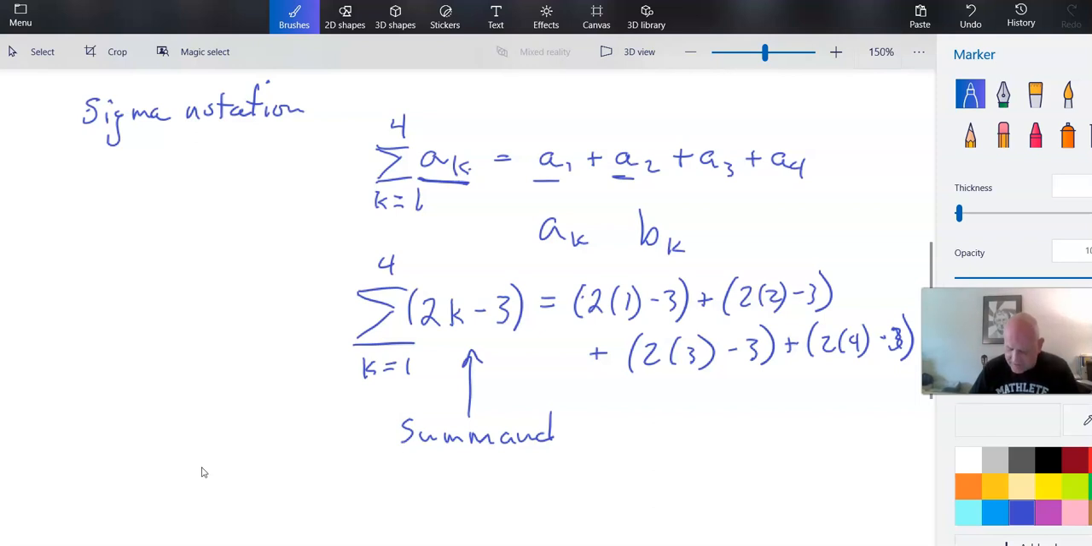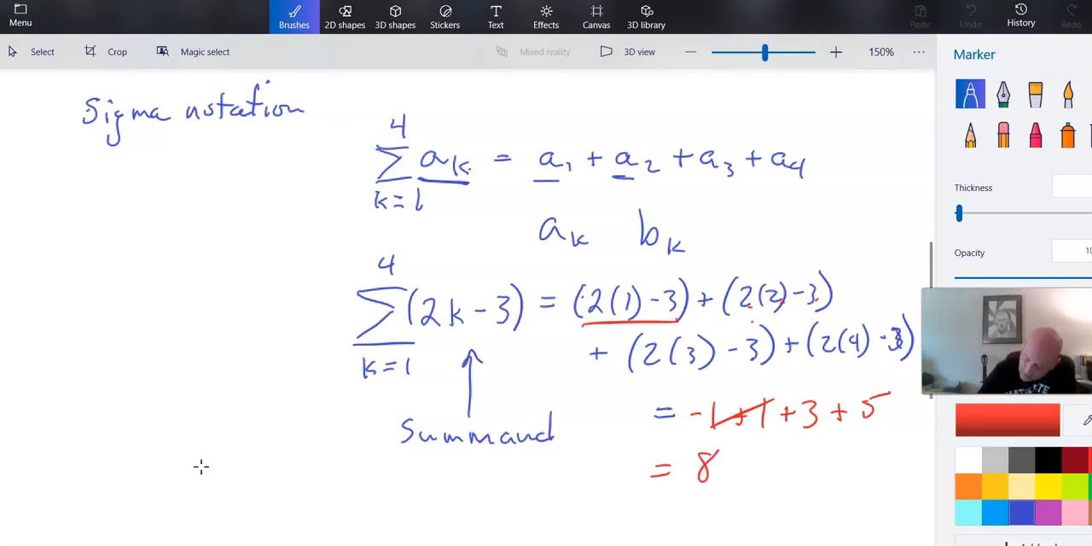I haven't actually worked this one out, so let's work it out real quick just for the sense of completion. 2 minus 3 is -1. 4 minus 3 is 1. 6 minus 3 is 3. And 8 minus 3 is 5. So those two cancel out, and I get 8. What I did is I just worked out each term one at a time and added them all up.